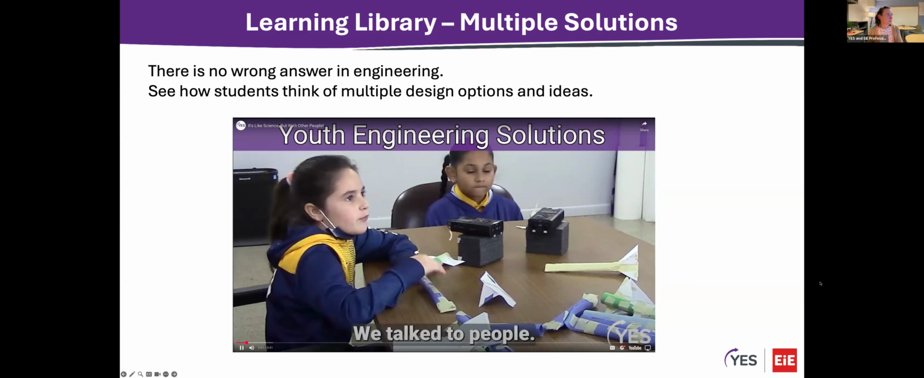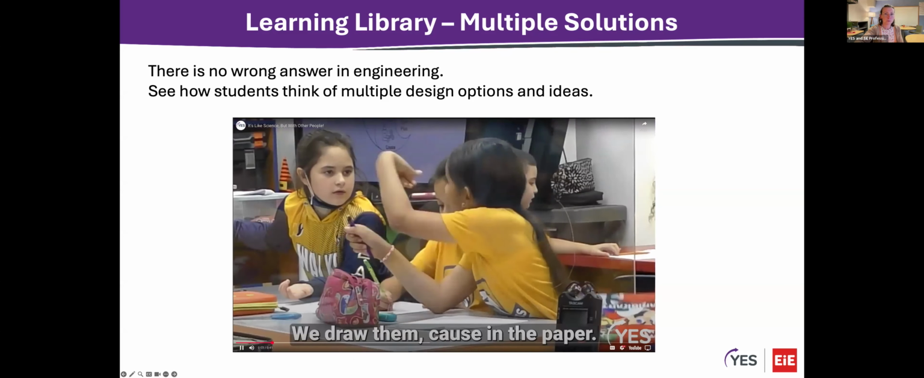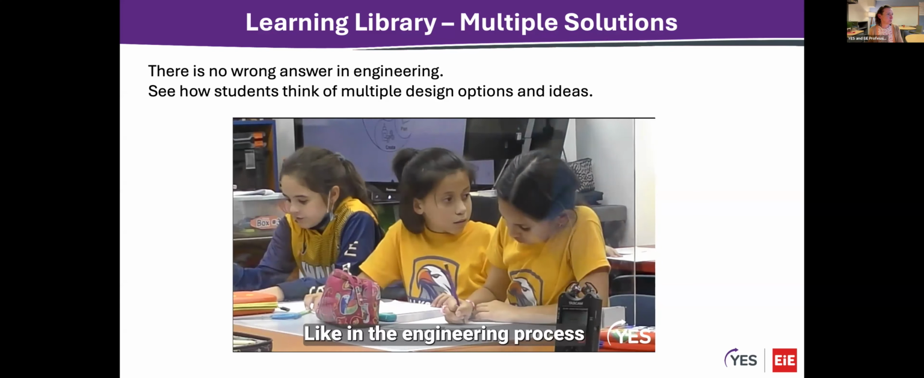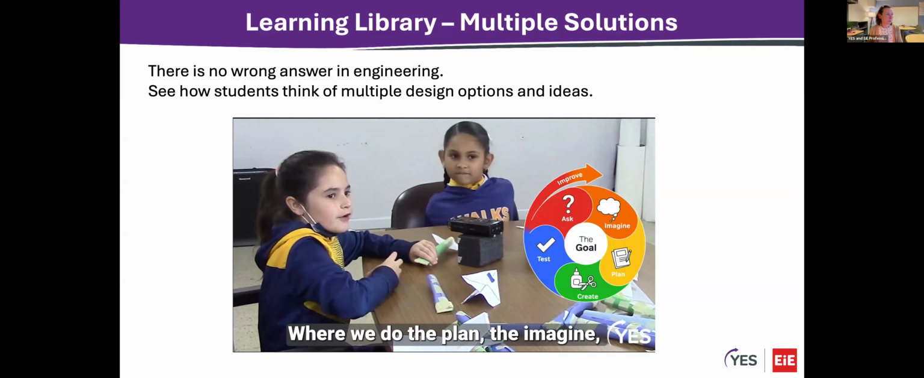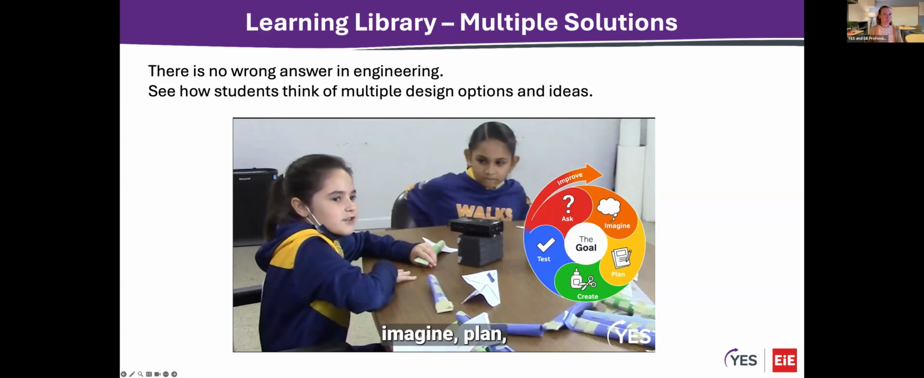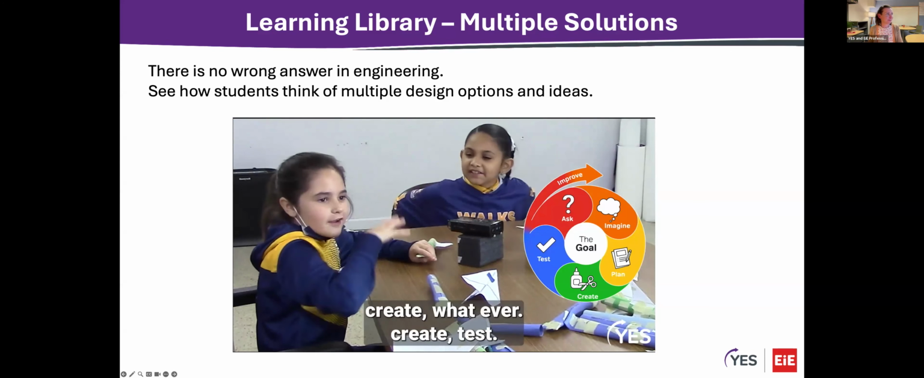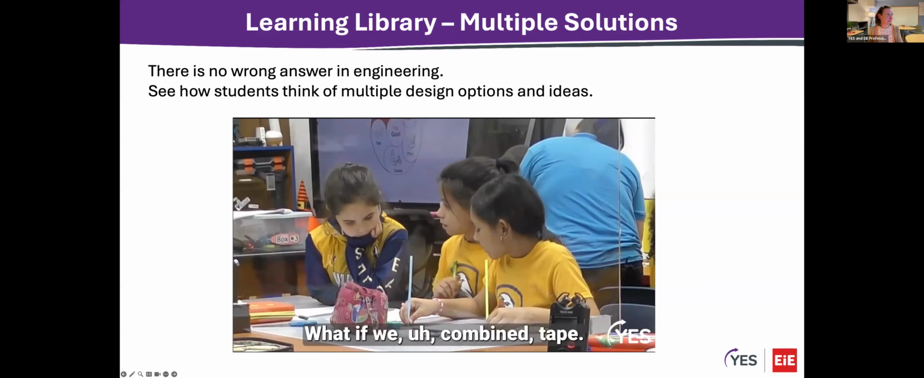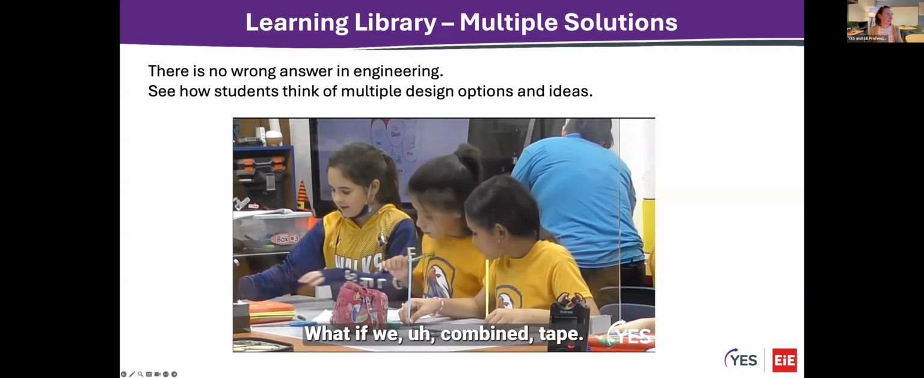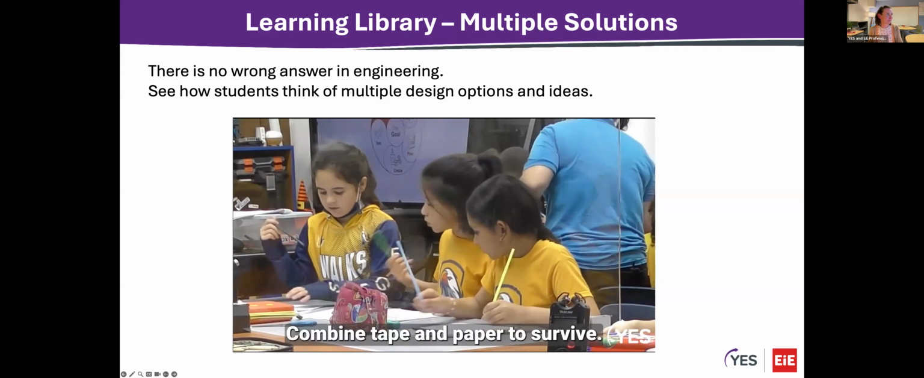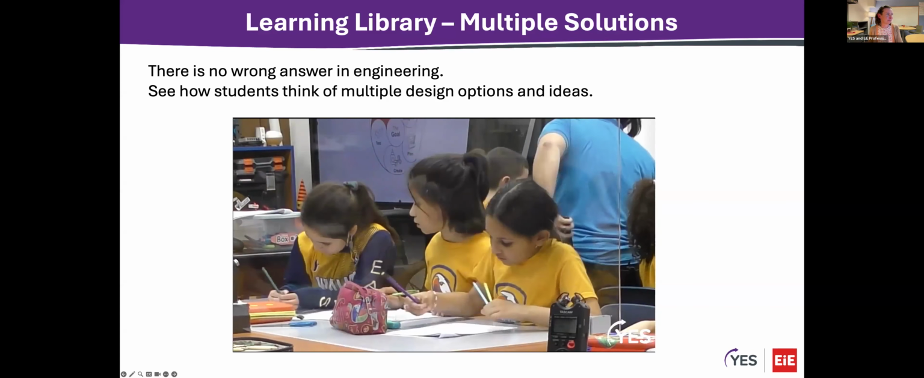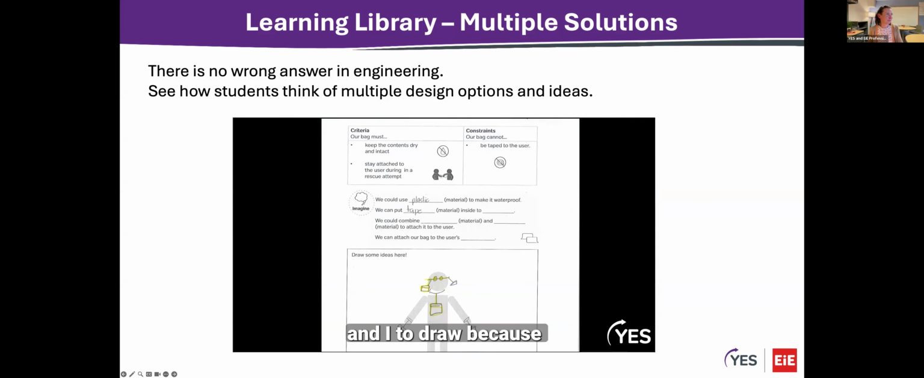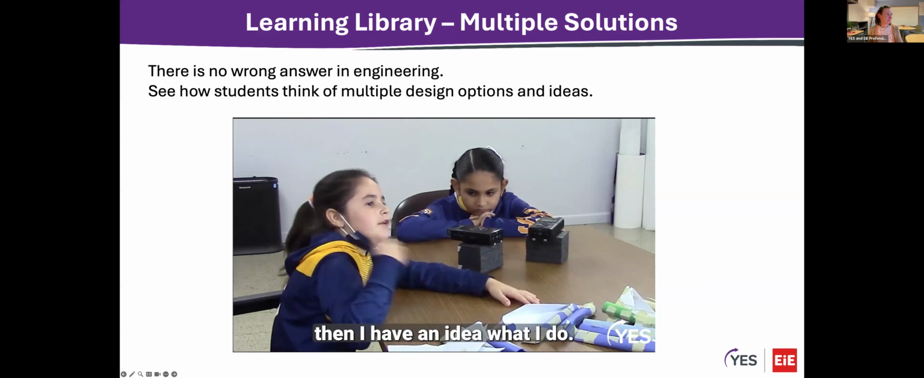We talk to people, we draw them kind of in the paper. We have to draw them and do the plan, like in the engineering process technique. But we do the plan, imagine, plan, create, whatever. The goal and test. What if... Combine tape and paper to do literally pencil back. I know, don't touch it. I like talking to things and drawing it, and I like to do them because then I have an idea what I do.